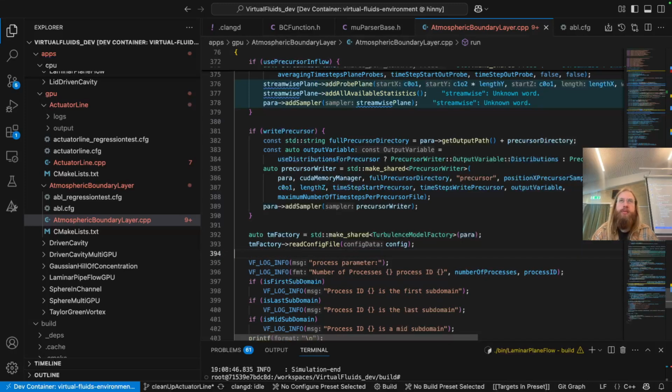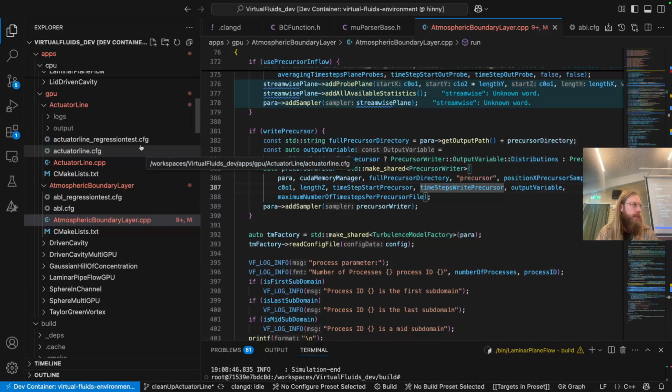And yeah, that's kind of it. And if you wanted to turn this into a proper successor, you have to add a wind farm. But then you go into the actuator line app and copy those two lines, and then you have a setup.